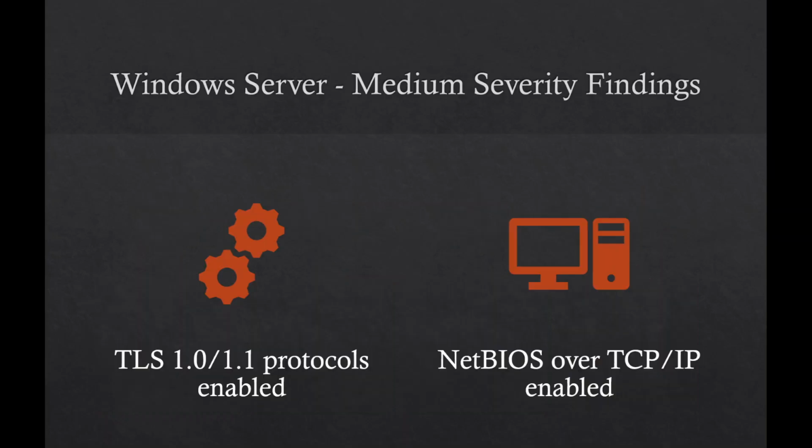Back to Windows. In terms of medium risks on Windows, two important findings stood out. First, the server was still accepting TLS 1.0 and TLS 1.1 connections, which are outdated encryption protocols vulnerable to downgrade attacks. Second, NetBIOS over TCP/IP was enabled, which can actually leak valuable system information during any kind of reconnaissance. While not as urgent as the high risks, these medium vulnerabilities still represent opportunities for attackers, particularly when chained with other exploits.